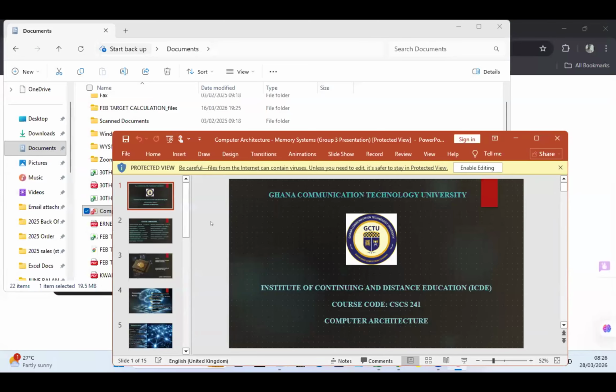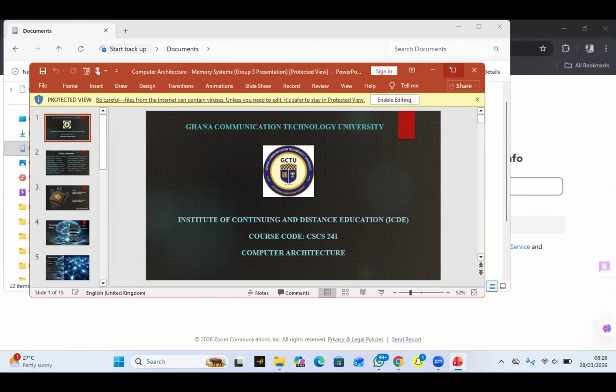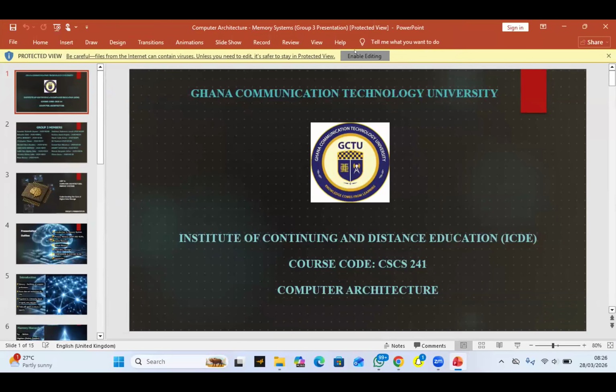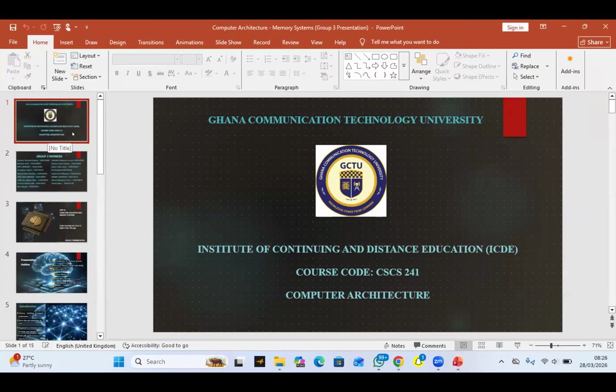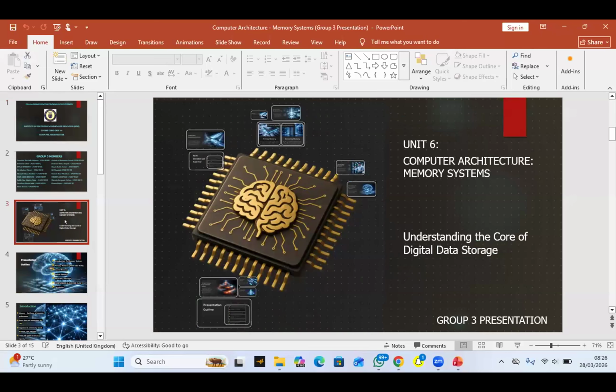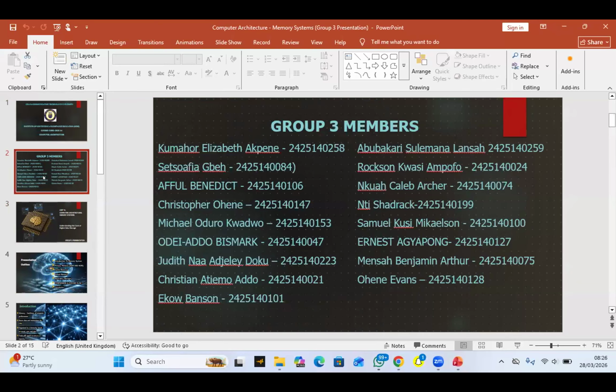Which group is this? Group 3, sir. I don't know if my screen is showing. Yeah, it's showing. What are you presenting on? I'll be presenting on computer architecture, computer memory systems. Okay. Can you mention your group members, let them respond, and then you start the presentation.